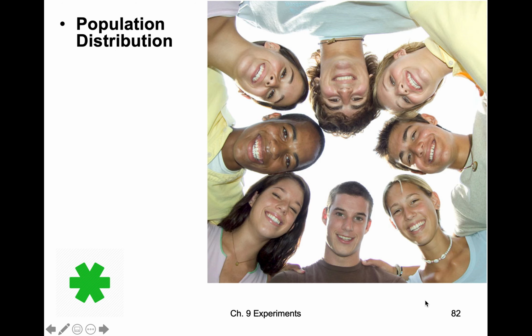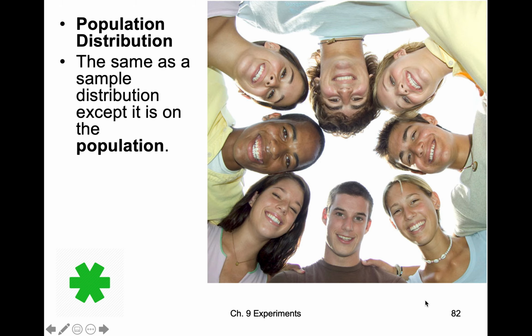Getting ready to close up, we're going to look now at the population distribution. It's the same as the sample distribution, except it's on the population. So you're looking at how that characteristic is spread out in the population as opposed to your sample. Now, usually you don't know how it's spread out in the population. However, if you're looking at something that is measured by the United States Census, which we'll be taking this year, then you can actually compare.